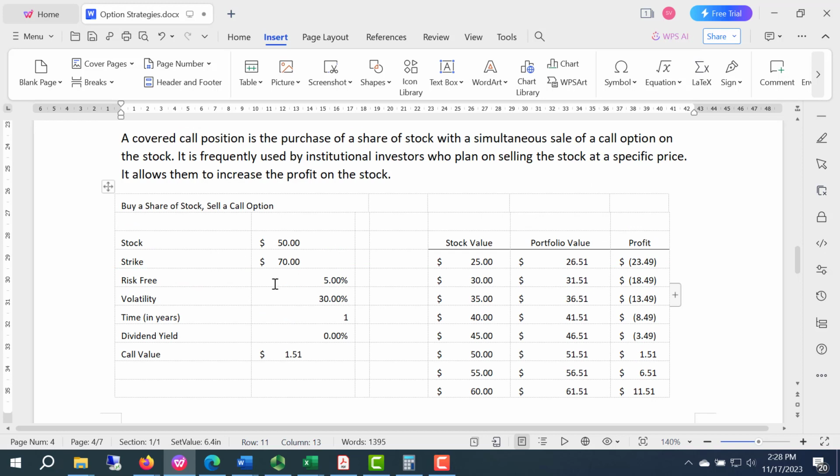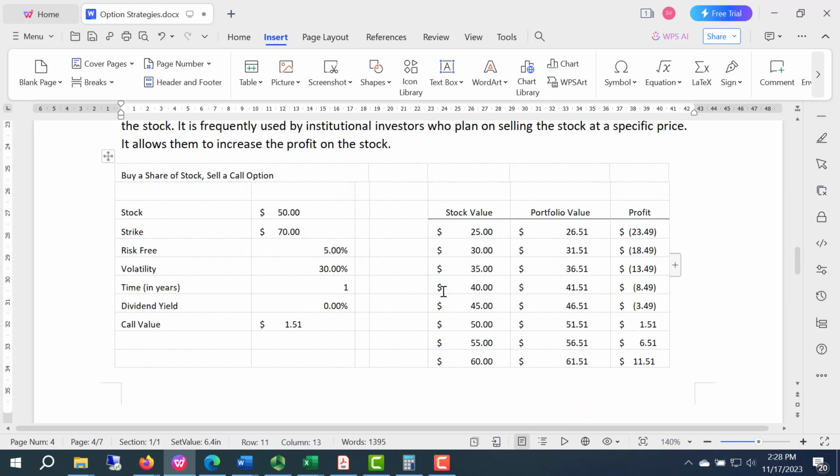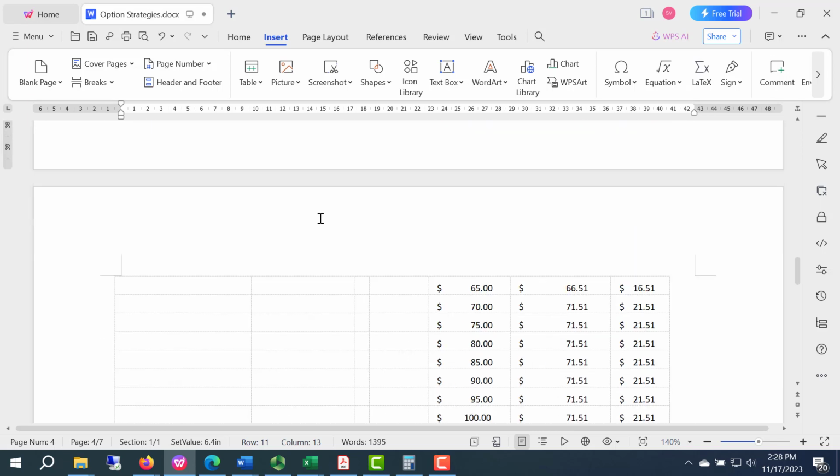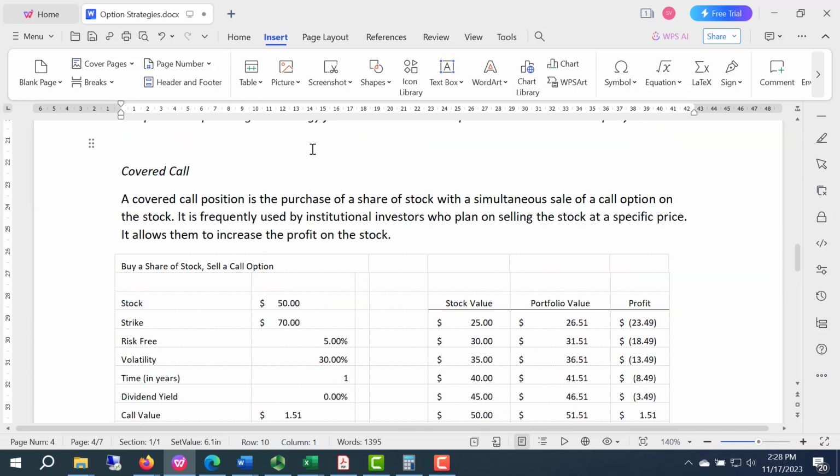In this case, the stock price is $50. The strike price is out of the money, at $70. And we have the payoffs for this. If the stock price falls, I'm going to lose money, but I won't lose as much because I get some money from that call option. The call price here would be $1.51, because it's out of the money by quite a bit.